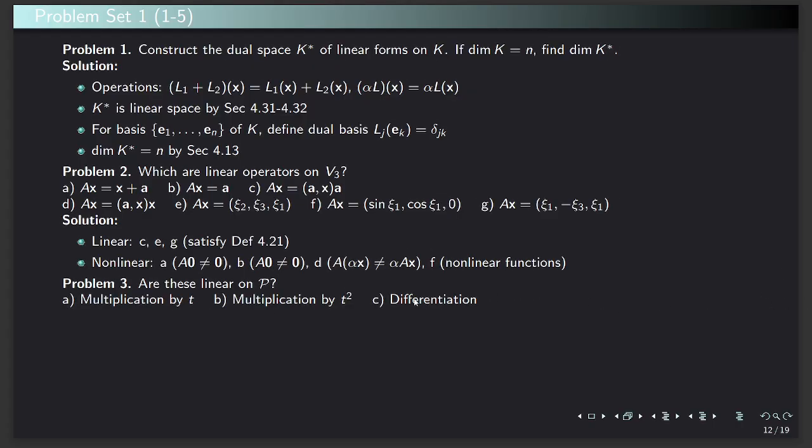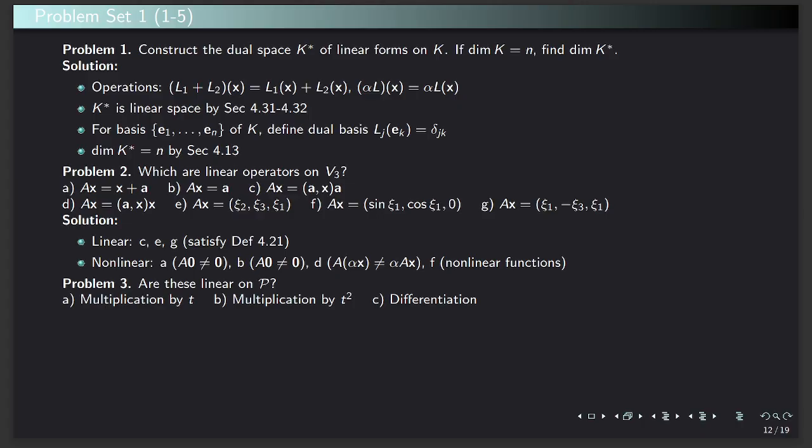So problem 2 asks to identify which functions are linear operators. I guess the most straightforward way you could approach this is really just looking at the definition, right? Linearity requires that the operator maps the zero vector to the zero vector, and that it scales linearly. So the functions in A and B are affine translations and not linear, and the function in D is nonlinear due to the multiplication by x.